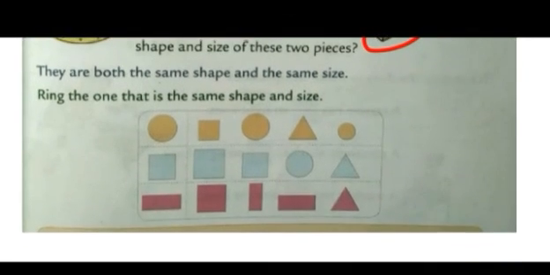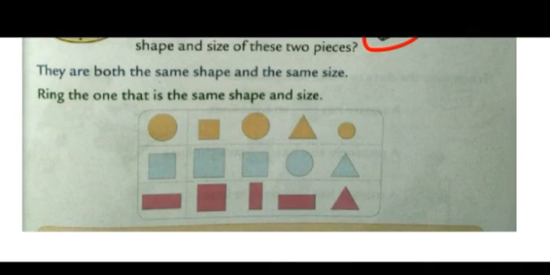So now let's do this exercise. Ring the one that is the same shape and size. Now we need to circle the given shape which is of the same shape and of the same size. Okay. See the first one.